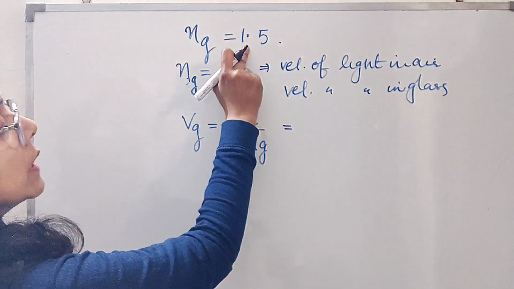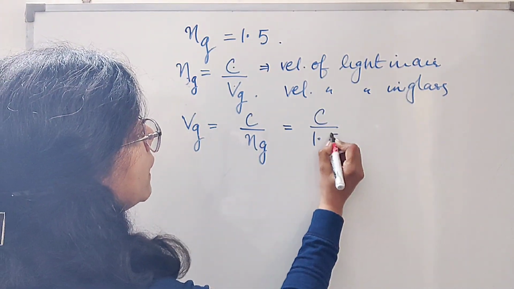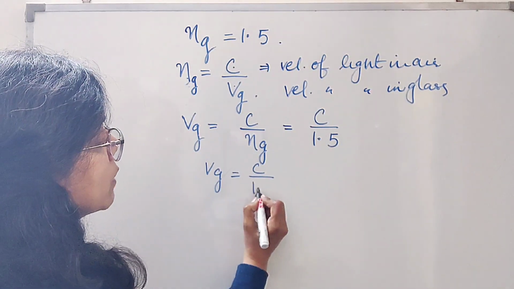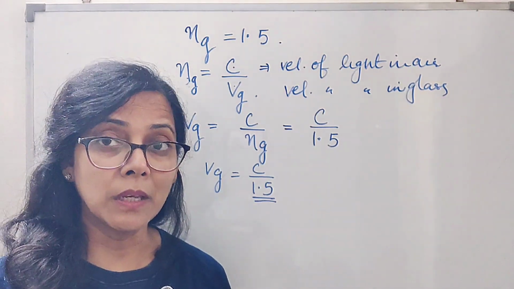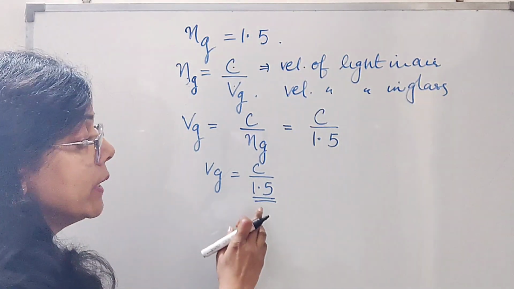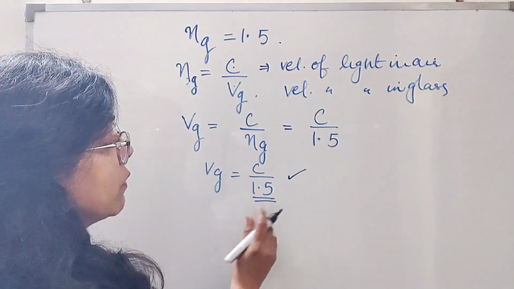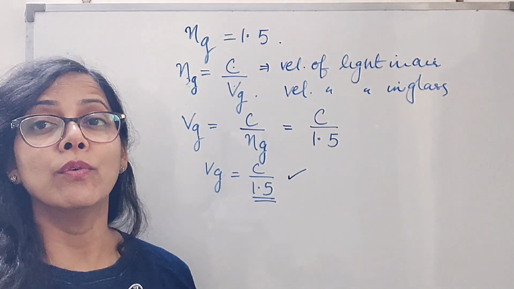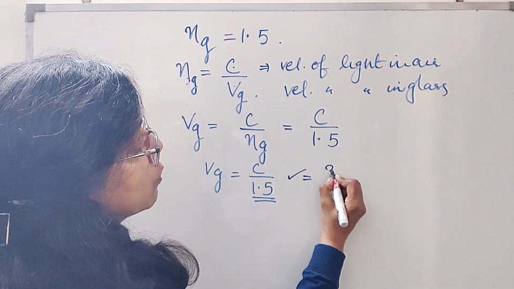Now it is given to us that the refractive index of glass is 1.5. So Vg is equal to C upon 1.5. What does it imply? In the denominator 1.5 is coming, which means that the velocity of light will reduce by 1.5. So you will explain by writing that because 1.5 is in the denominator, it is clear that the velocity of light will reduce by 1.5. You can even find it out by putting the values here.